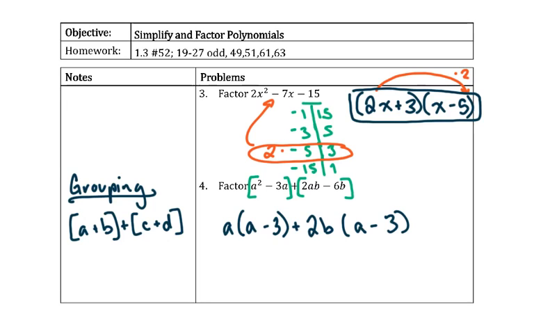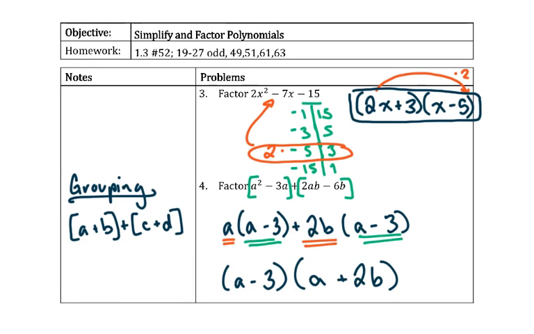And here's how we know it's not a prime polynomial. Prime, remember, meaning can't be factored. So we've got the same term here from both, which we can then factor out from each of those. So a minus 3 in the front, and then we're left with an a from the first term plus 2b here from the second. And that's how you factor with grouping.